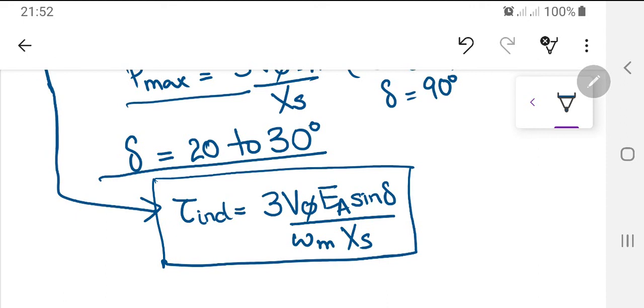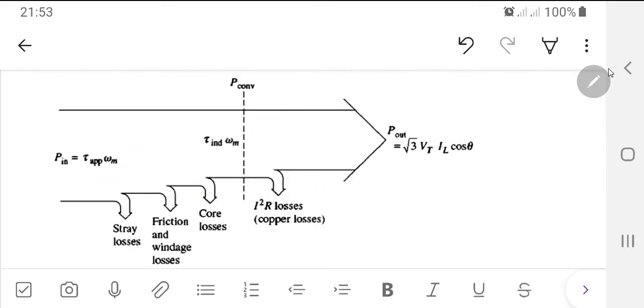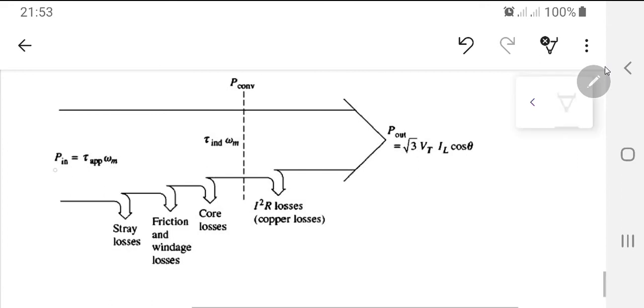Now, concluding this, let's look at the power flow diagram that we have already seen in different motors. What you can see over here is the power flow diagram of the synchronous generator. This is the input power, which is actually torque applied times omega m.